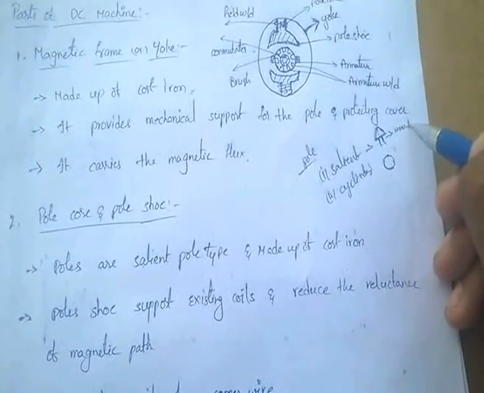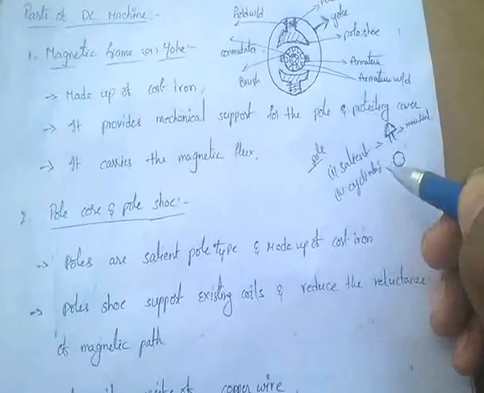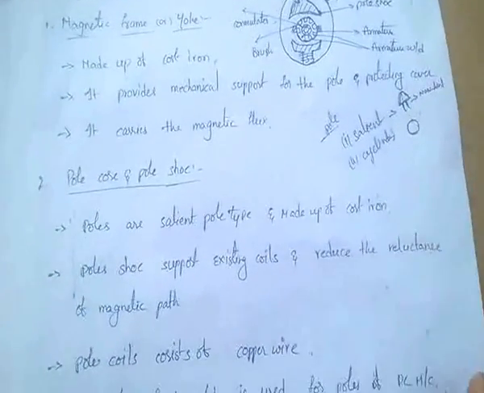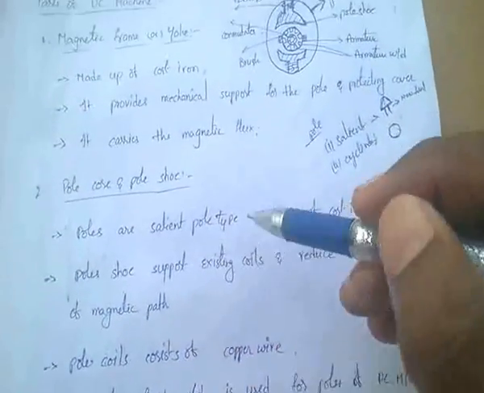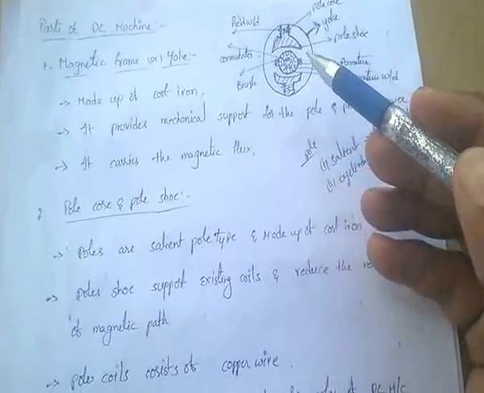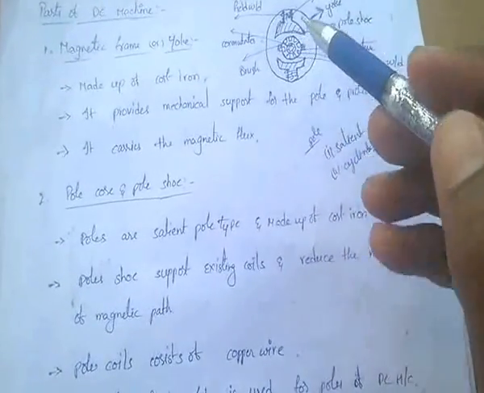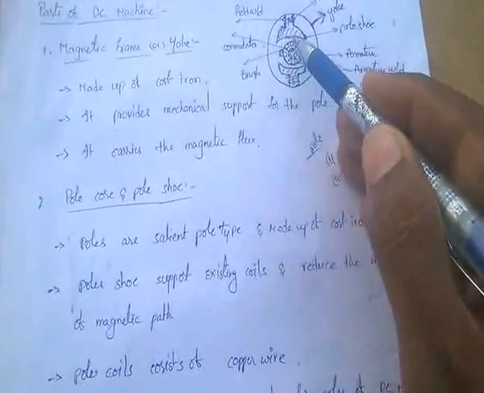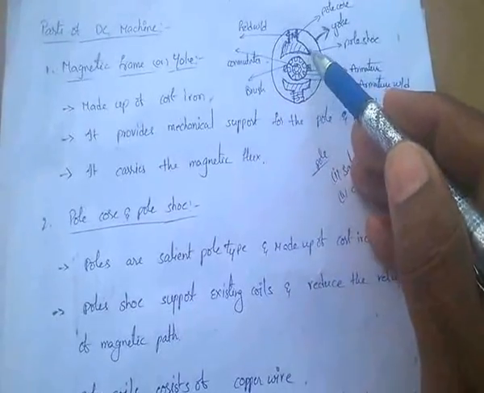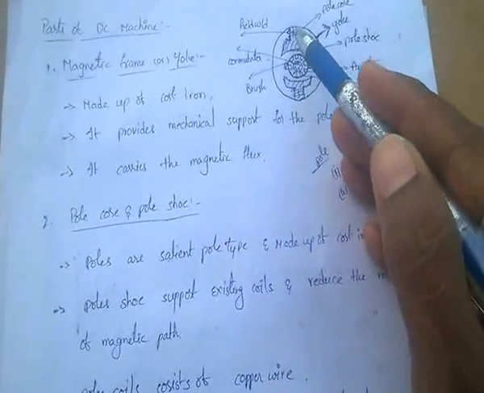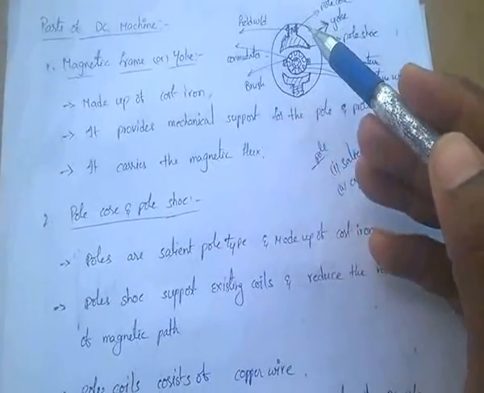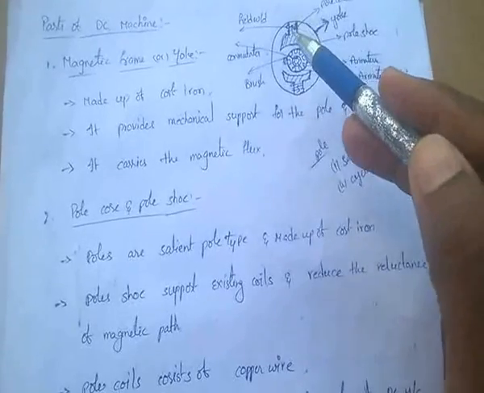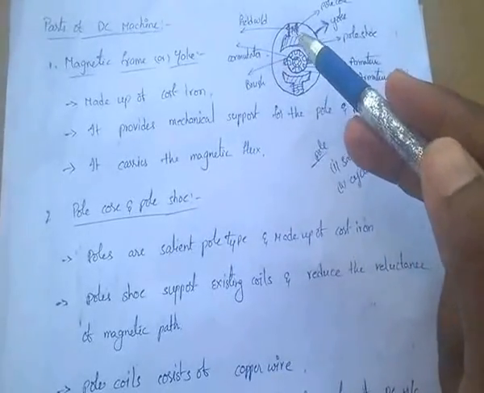The salient poles give a non-uniform air gap, while cylindrical poles provide a uniform air gap. And pole cores are mainly salient pole types in the case of DC generators and made up of cast iron. And this is the pole shoe. It supports the field coil and reduces the reluctance of the magnetic path.